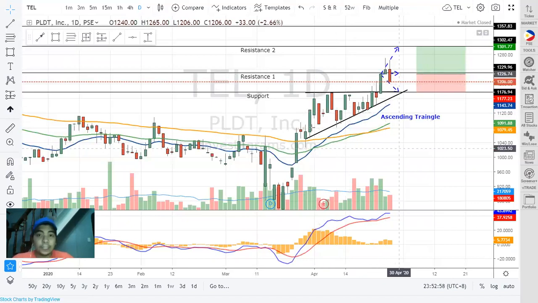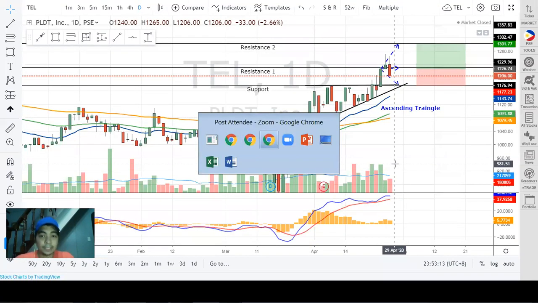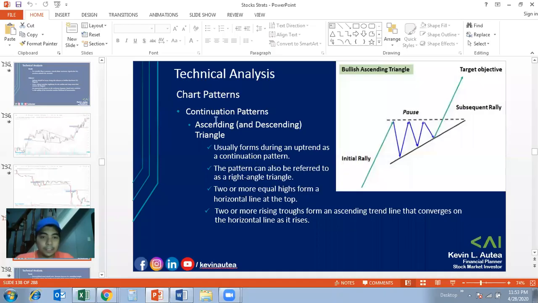For those who have attended my seminar, the Stock Strat series, I've discussed the chart patterns you need to look at or consider. So for you, I will be defining what an ascending triangle is and giving you an example right here. An ascending triangle usually forms during an uptrend like this one. It pauses and it has a resistance line right here.